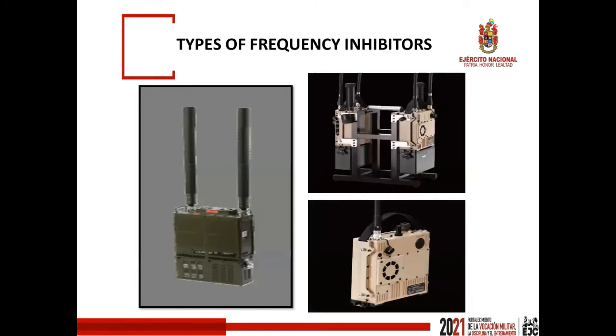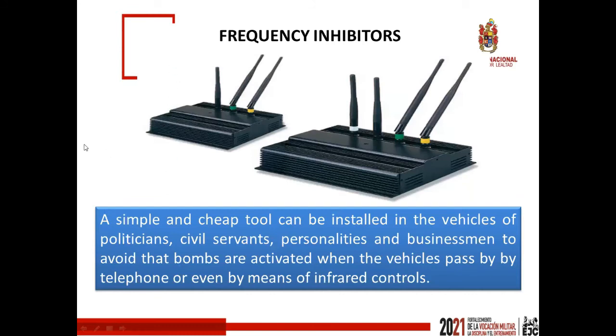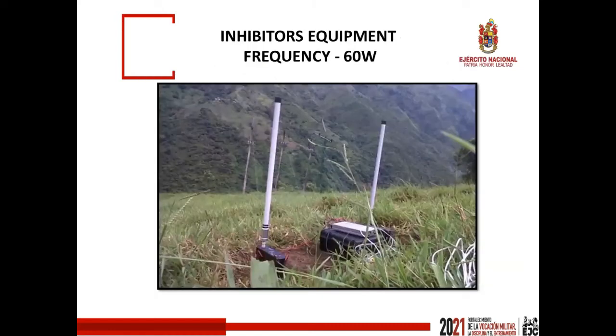Those are examples of inhibitors of some units, some countries. So this is the frequency inhibitor for vehicles. A simple and cheap tool that can be installed in the vehicles of politicians, militaries, civil servants, personalities, and businessmen to avoid bombs being activated when the vehicle passes by cell phone or even by means of infrared controls. This is the inhibitor of 60 watts.